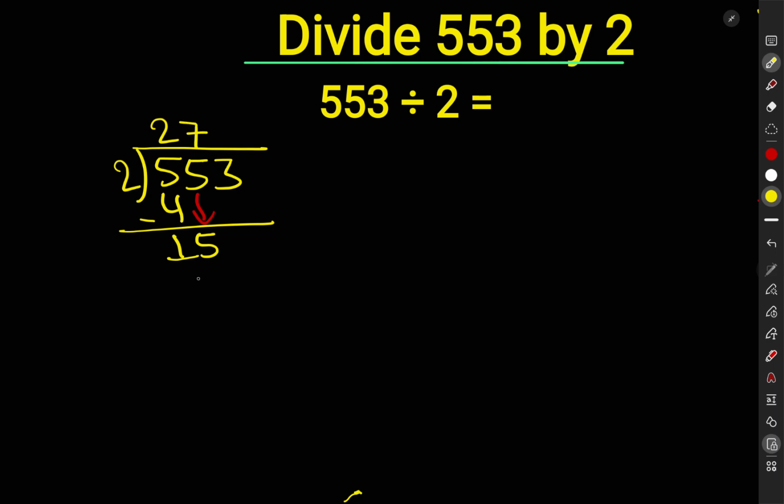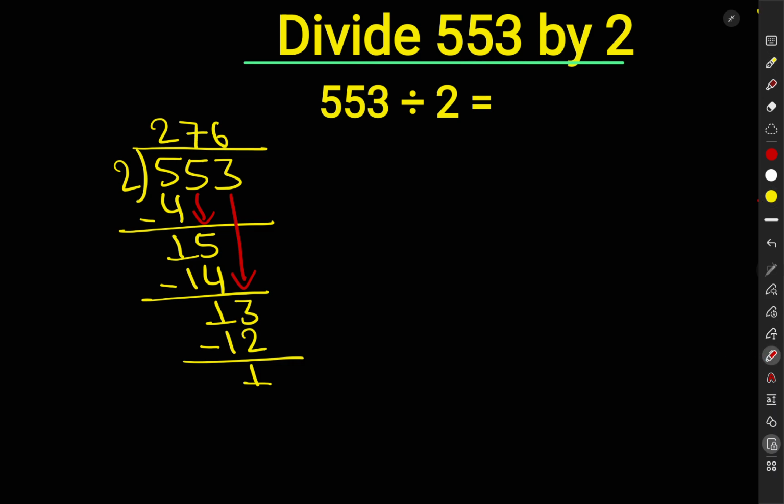2 times 7 is 14. On subtracting, it is 1. So again we put down this 3 and it is 13. 2 times 6 is 12. On subtracting we get 1.